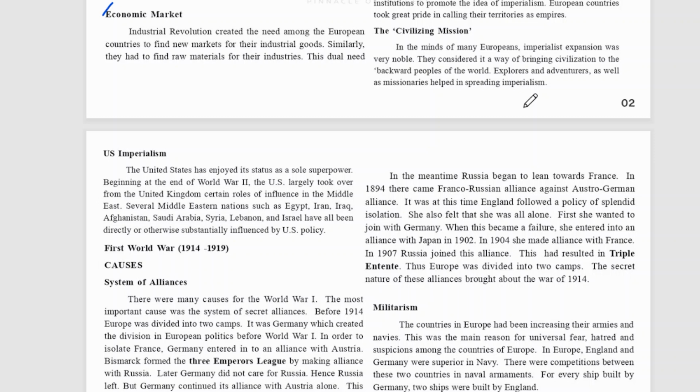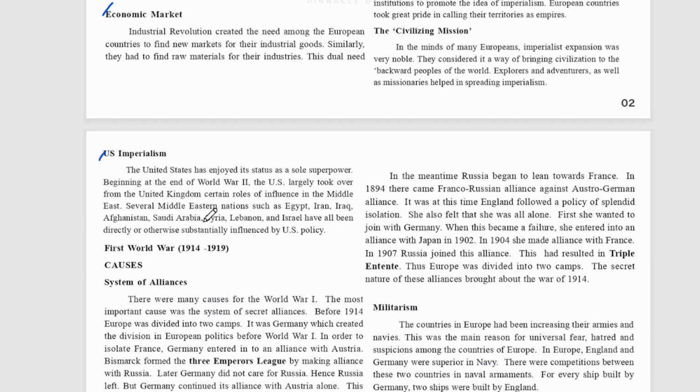They considered it a way of bringing civilization to the backward people of the world. And explorers and adventurers as well as missionaries helped in spreading imperialism. Okay, that's a civilizing mission. And U.S. imperialism, so it is different.